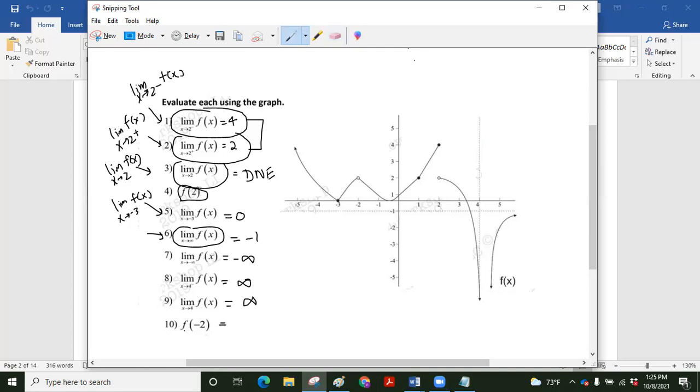Here we're asked, what is f of -2? So we take -2 and we plug it into the function, and we see that it's undefined at that point. If it was a closed circle here, we would probably say that f of -2 is 2. But since it's an open circle, we're just going to say that it's undefined.